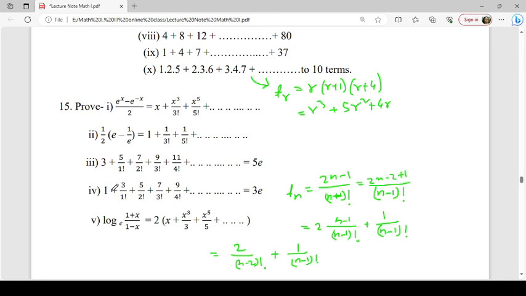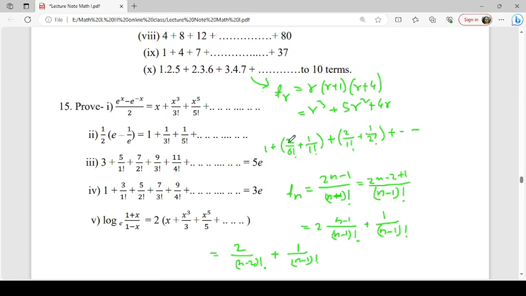So first we write 1, then we write 3 by 1 factorial as 2 by 0 factorial plus 1 by 1 factorial, where n is 2. Then the third term we write, n is 3, as 2 by 1 factorial plus 1 by 2 factorial, and so on. So 1 plus 1 by 1 factorial plus 1 by 2 factorial, this will give us e.